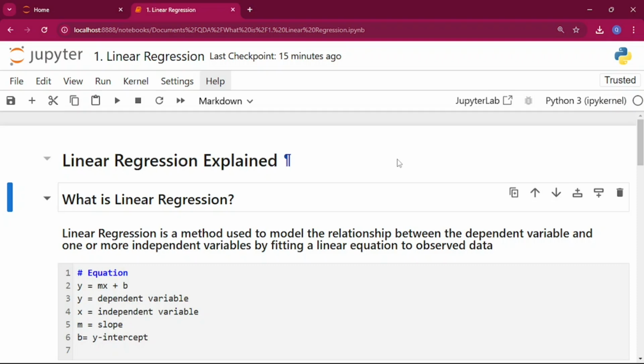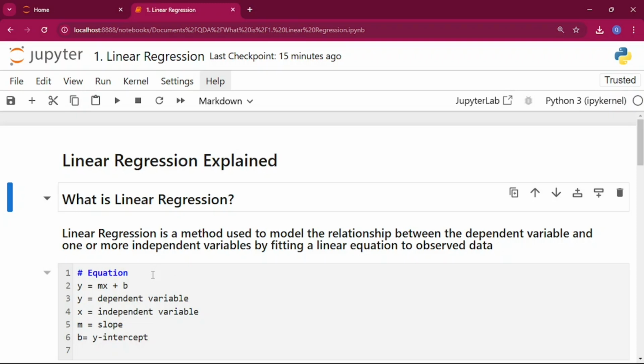So let's get started. We'll first start with the definition of linear regression. Linear regression is a method used to model the relationship between a dependent variable and one or more independent variables by fitting a linear equation to observed data. So in the simplest form, the linear regression equation has a representation of something like this.